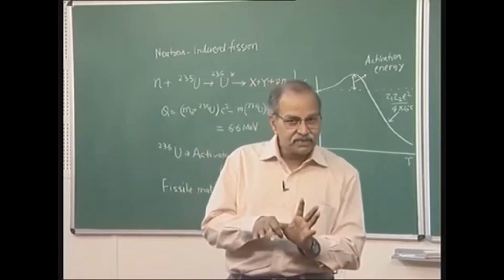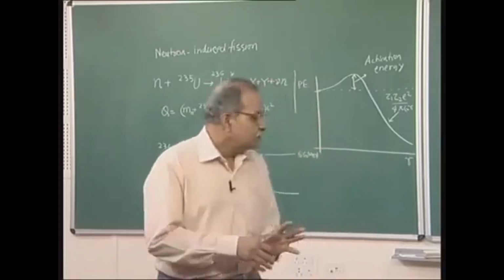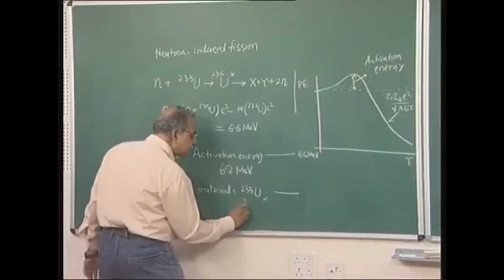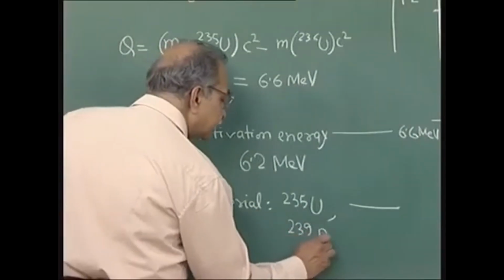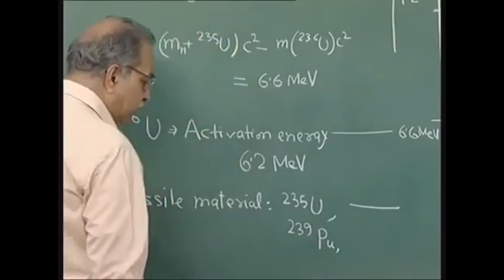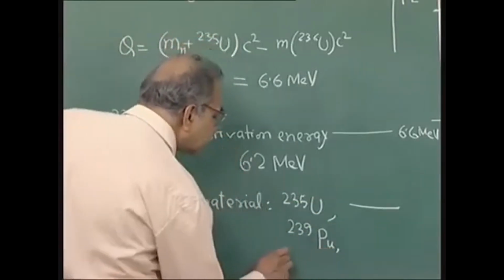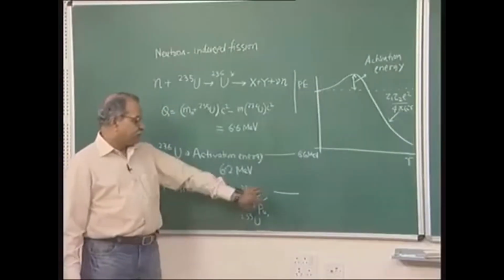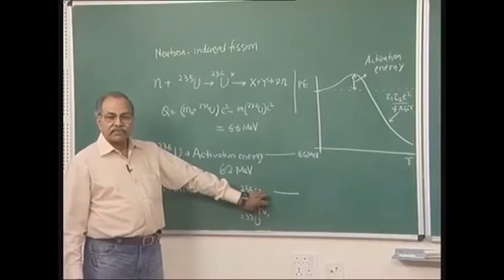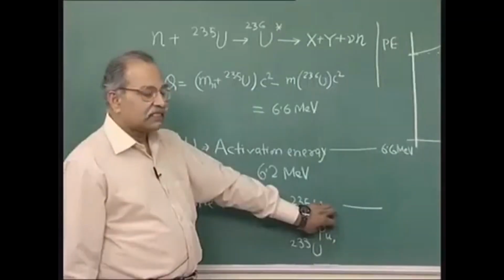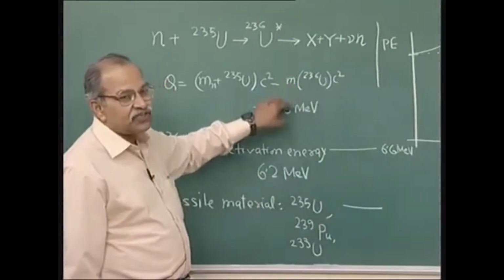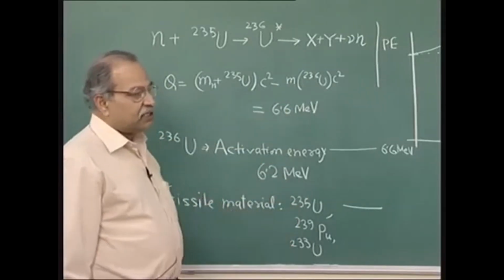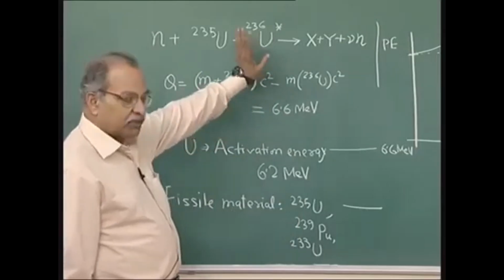There are other fissile materials like plutonium-239, right. You can have a fissile material like plutonium-239, or uranium-233 also. These are fissile materials. If you put thermal energy neutrons or very low energy neutrons, the Q value is large enough to allow large cross sections of fission. Of course, apart from fission there are other possibilities.